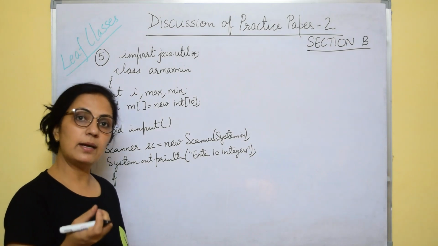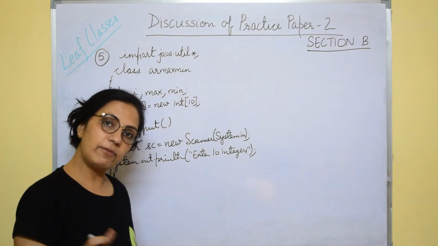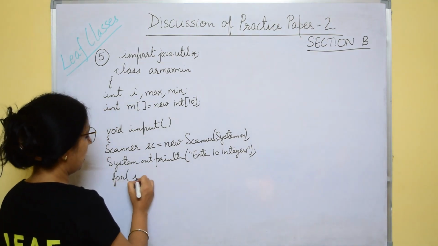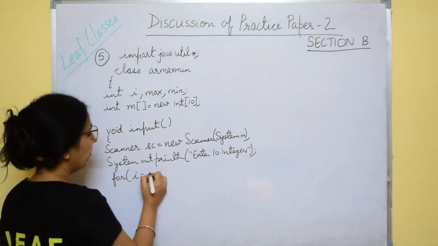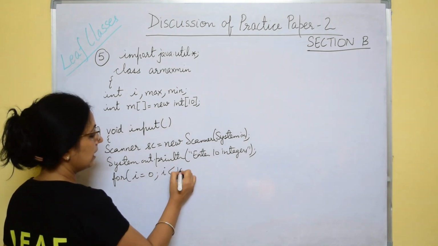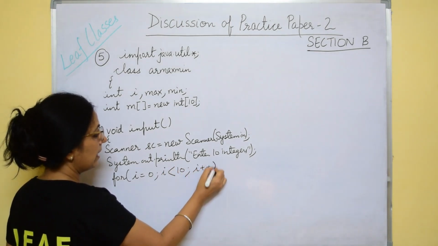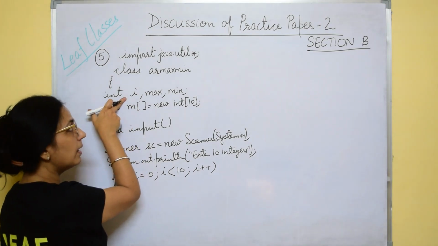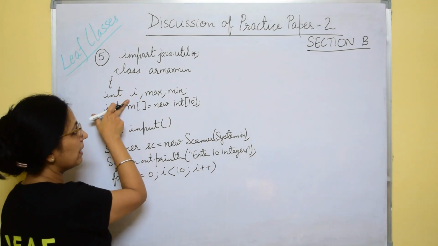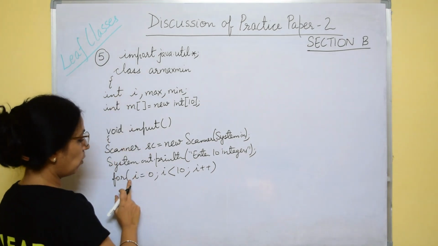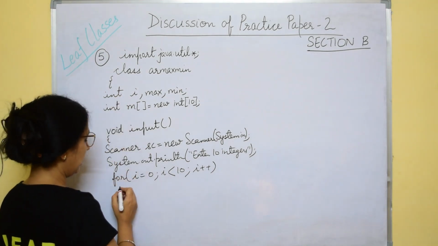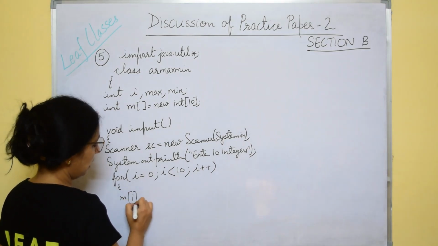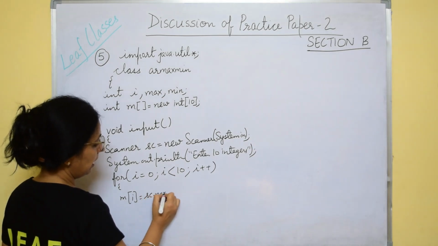The question says that you have to input 10 integers in the array, and we know whenever we have to input the elements in single dimensional array, we always use single loop. So we are taking the loop for i = 0, i < 10, i++. Here I am not declaring i because it is already given in the data members, so we are not taking int i again here. So here you will take m[i] = sc.nextInt().